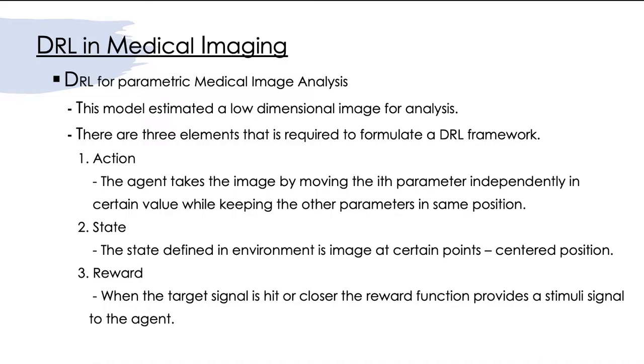The first one is the action, in which the agent takes the image by moving the sample along a parameter independently by a certain value while keeping the other parameters in the same position. The second one is the state, which defines the environment of an image at a certain centered position. And there is another one, the reward, the most important one. When the target signal is hit or closer, the reward function provides a stimulus signal to the agent.